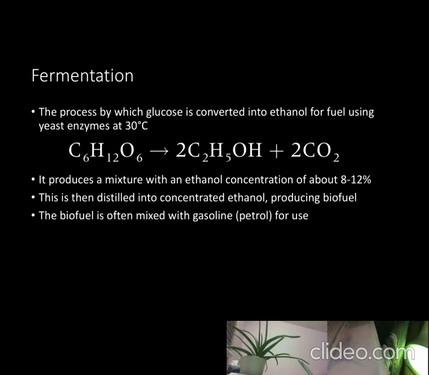So this slide goes over basically fermentation. What IB wants you to know is that the fermentation of glucose produces ethanol, which can be used as a biofuel. And this is the formula that demonstrates that. So far, I think these are the two main formulas that we're going to have to know. Plus that other one that's coming up.